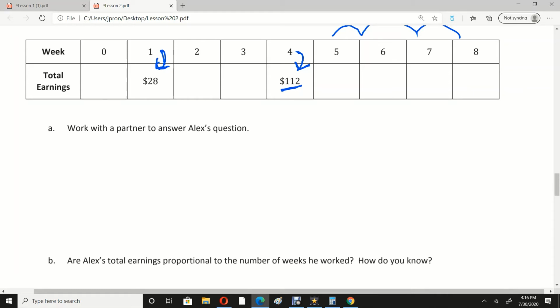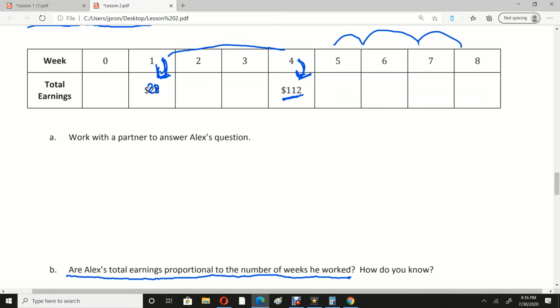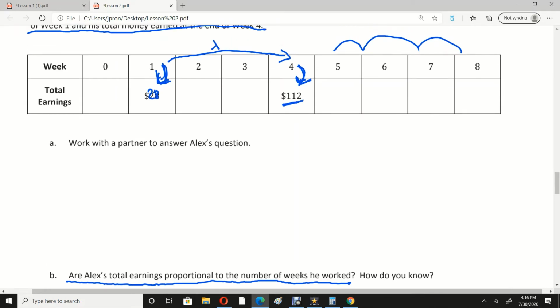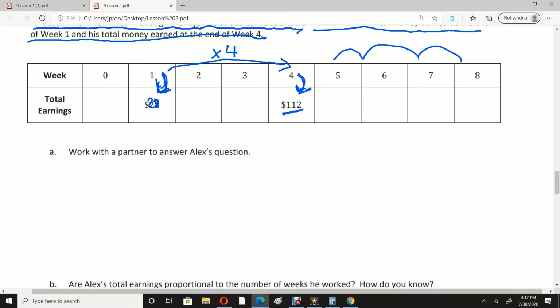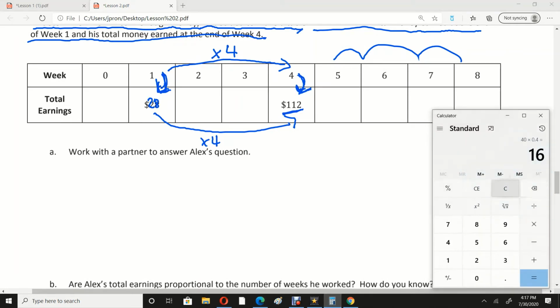I actually want to come to part B first. Are Alex's total earnings proportional to the number of weeks he worked? This is a fair question, right? We know that in his first week, he made $28. So is he making the same amount each week? Well, if he is, then week 4, $112. Let's multiply. He worked 4 times as many weeks, right? So we should be able to take 28 and do the same thing with it, multiply times 4, since he worked 4 more weeks. And let's see if those two ratios are proportional.